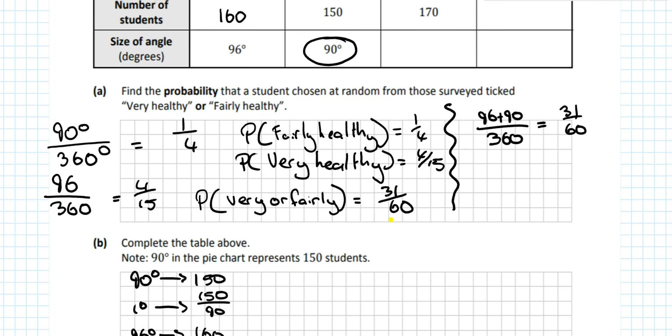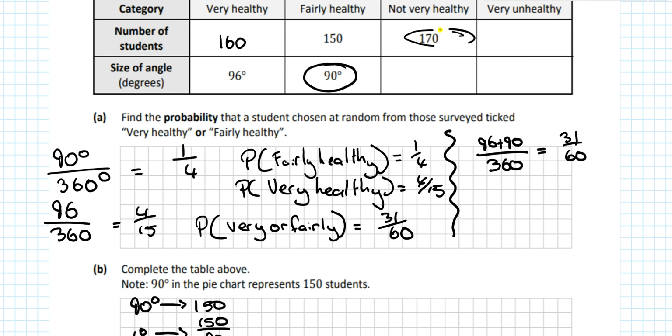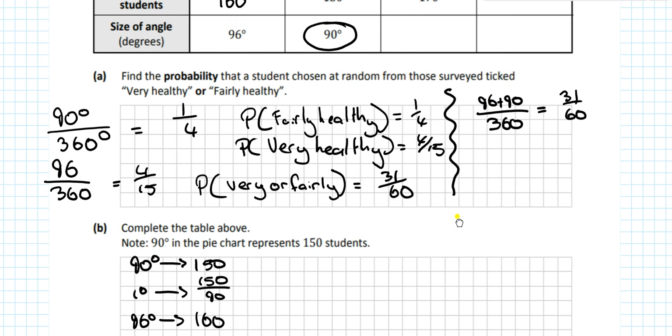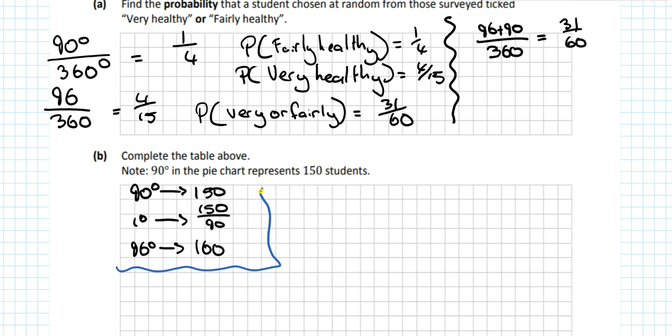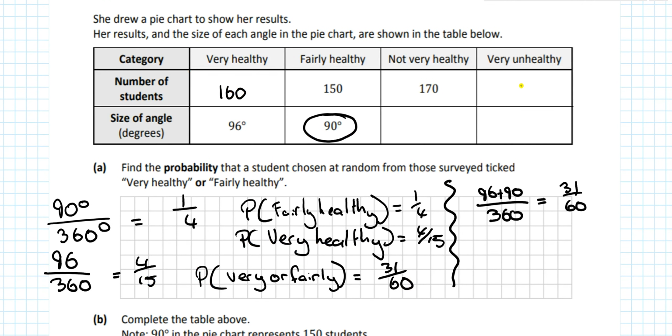What about these when we know the number of students? Oh, also what's useful, if I know 1/4 of the students is 150, so multiply everything by 4. 1 full whole of the students is 600. So there's 600 students in total. So to find this number in here, you'd go 600 minus 160 minus 150 minus 170. And you're getting 120 to fit in there.